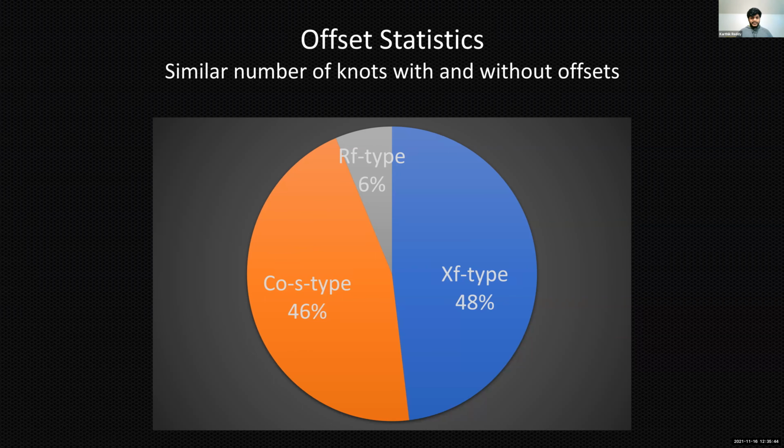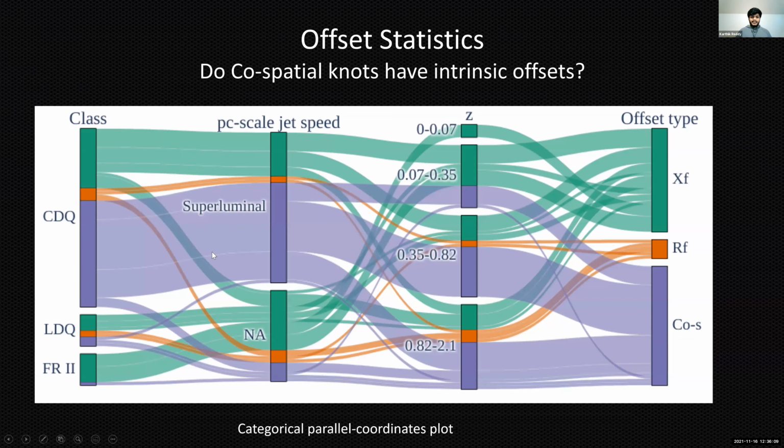So if we take a knot with a significant offset and align it closer to a line of sight or put it at a larger distance, it's going to get reduced below the detection threshold. So to understand the extent of projection and distance effect, I constructed a categorical parallel coordinates plot.